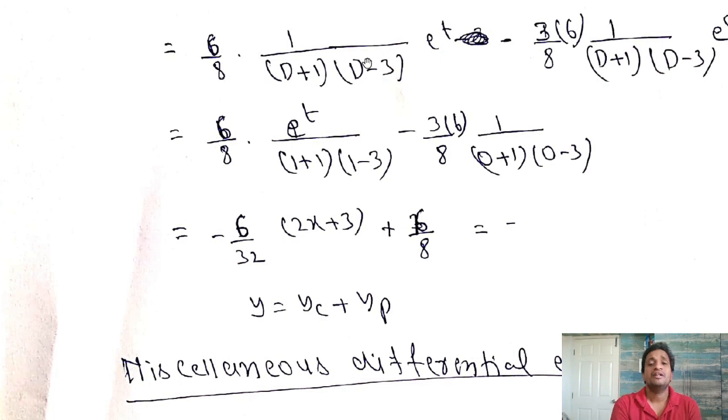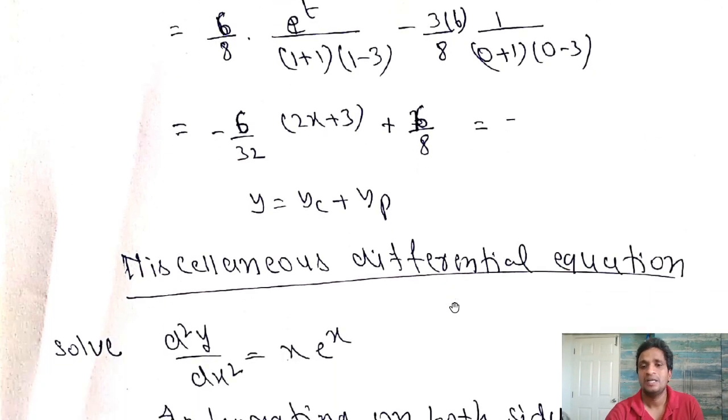Instead of d1, we have to substitute a value. It is 1 value. So 1 plus 1, 1 minus 3 minus 3 into 6 by 8. Instead of d1, we have to substitute 0. 0 plus 1, 0 minus 3. So if I simplify, I will get this value. Okay, this is y is equal to yc plus yp. This is Legendre equation, and we have discussed some problems also.